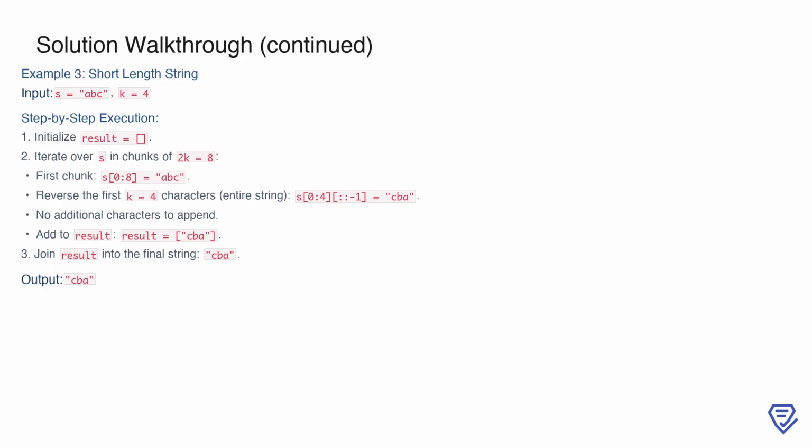Reversing abc gives us cba. As there are no additional characters to append, we add cba to result, resulting in result equals [cba]. Finally, joining the elements of result produces the output string cba.